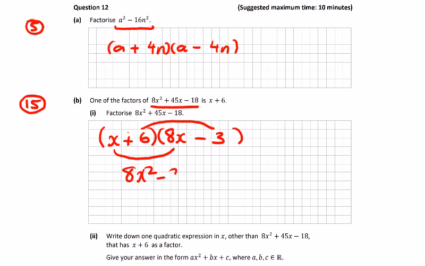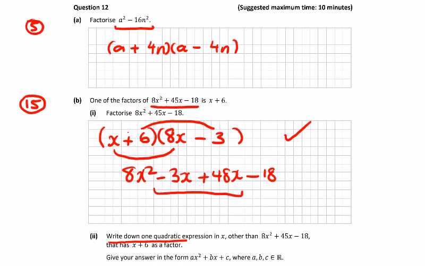8x squared minus 3x plus 48x minus 18. You just go like this. We can see that gives us plus 45, so then we know we're correct. Excellent stuff. We move on to the next part.